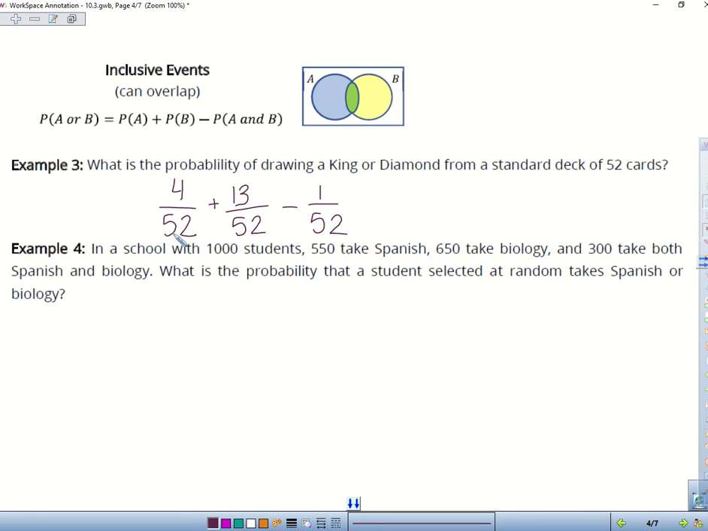This 4 out of 52 represents the 4 kings in the deck. Spades, clubs, hearts, and diamonds, correct? This 13 out of 52 represents all of the diamonds in the deck, which is 2, 3, 4, 5, 6, 7, 8, 9, 10, jack, queen, king, and ace. So didn't we count the king of diamonds already twice? So we have to subtract away that double count, okay?